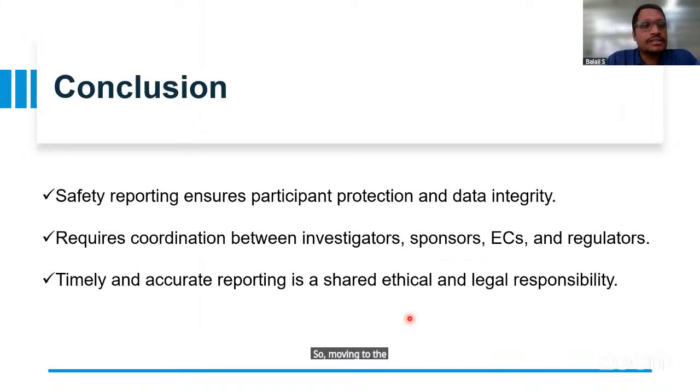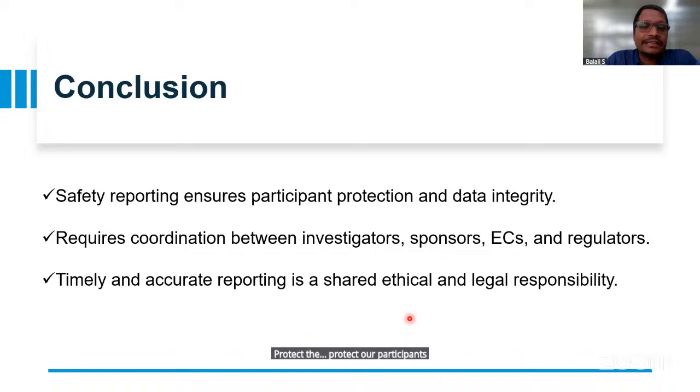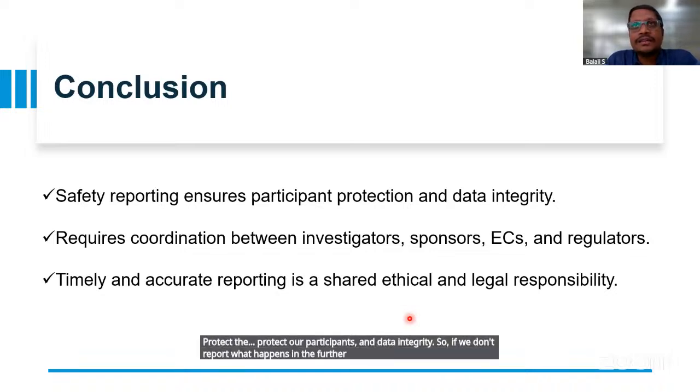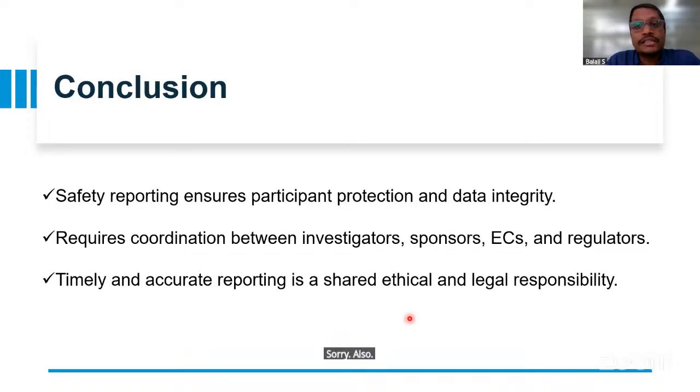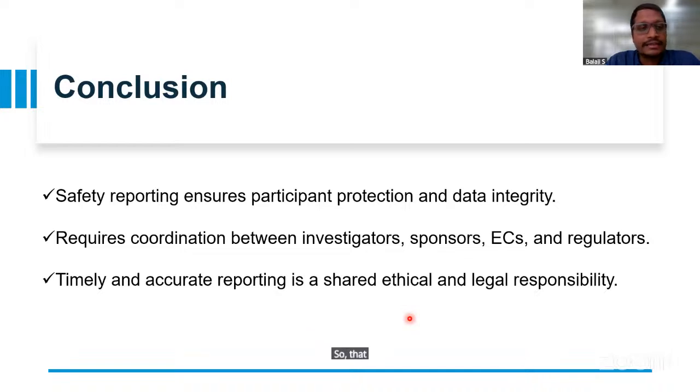So moving to the conclusion, safety reporting ensures participants' protection and data integrity. This is very important. Without safety reporting, we cannot ensure the safety of the participant, and we cannot protect our participants and data integrity. If we don't report, what happens in the further days is anyone finds out that so-and-so trial has not disclosed the SAE information, and the whole integrity of the data would be at stake. They might feel that, okay, that particular trial has not disclosed some information, which means they might have morphed some other information as well. So that is why data integrity is very, very important.